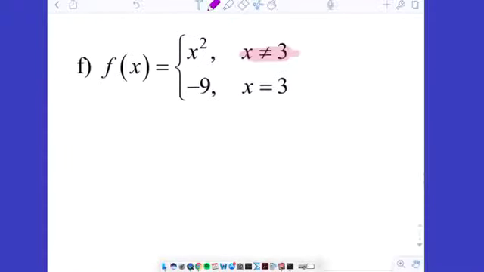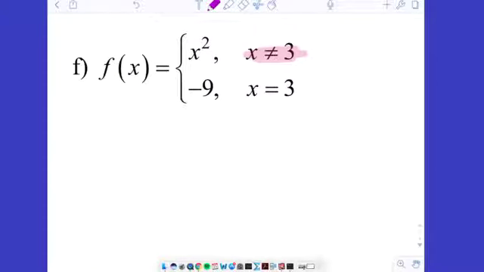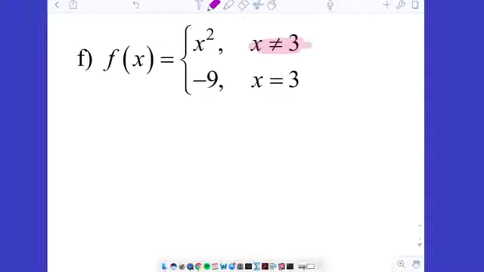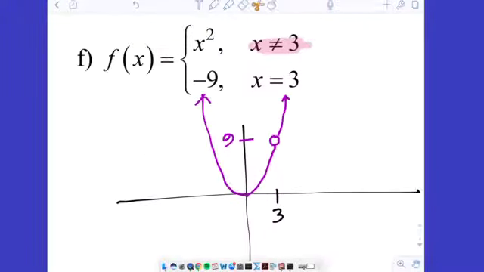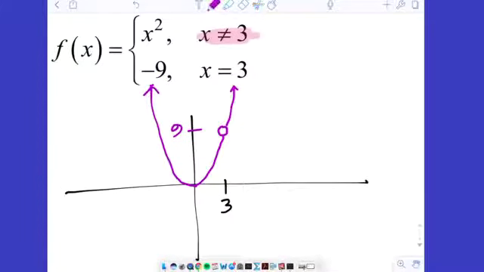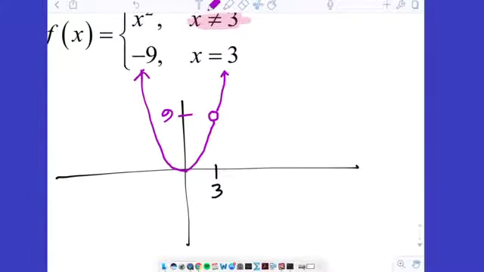Now, if you come over here to f, notice the first part is the same. Let it be x squared to the left of 3 and to the right of 3. That's what not equal to 3 means. So if you want to paste that in there, that's going to be the same first part. But now it says when x is equal to 3, we're going to call it what?